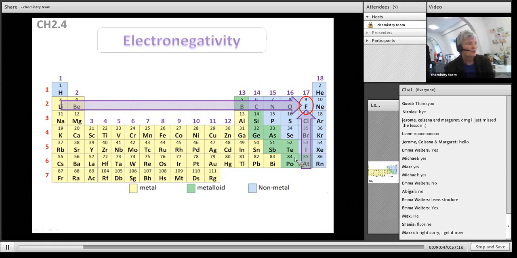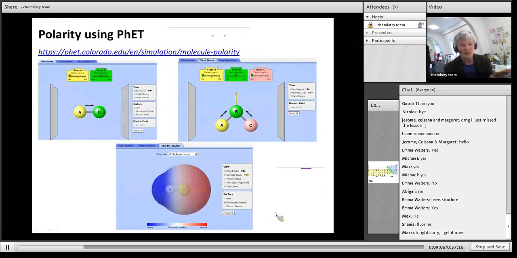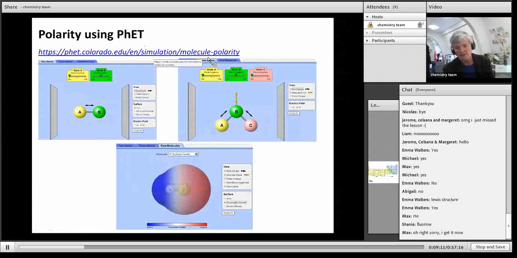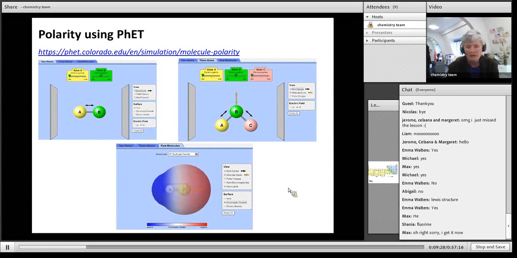Okay, we looked at this last week and you are welcome to play with it. As I say, Google PhET and molecule polarity. It is Java based, so your computer may not like it, your security settings may not like it, and if you've got an Apple or a Mac, they won't accept Java. So you could perhaps try it in a library if they allow it.